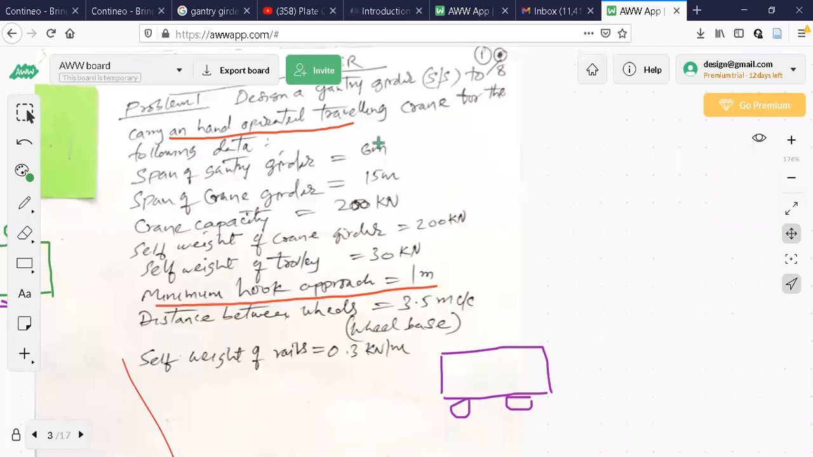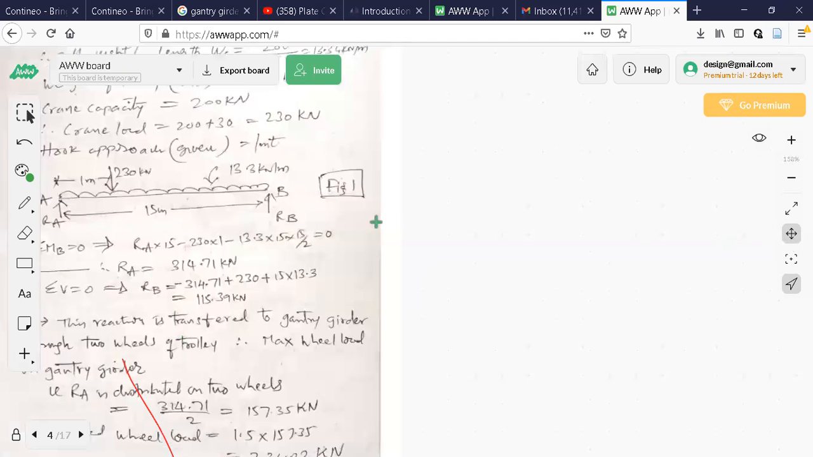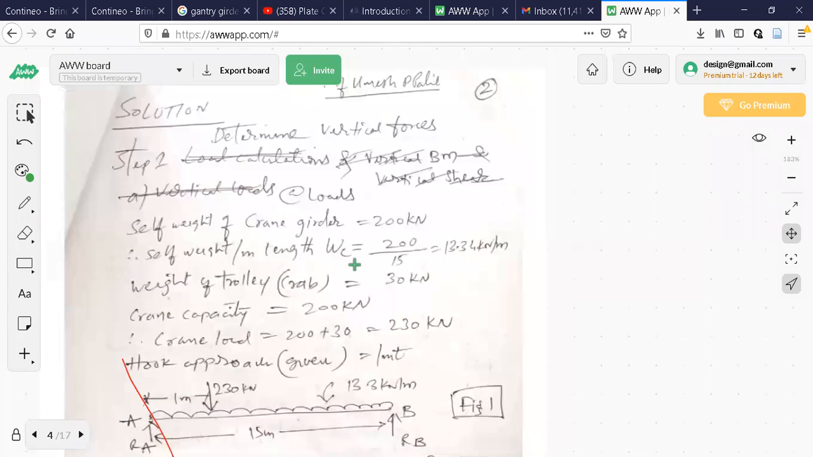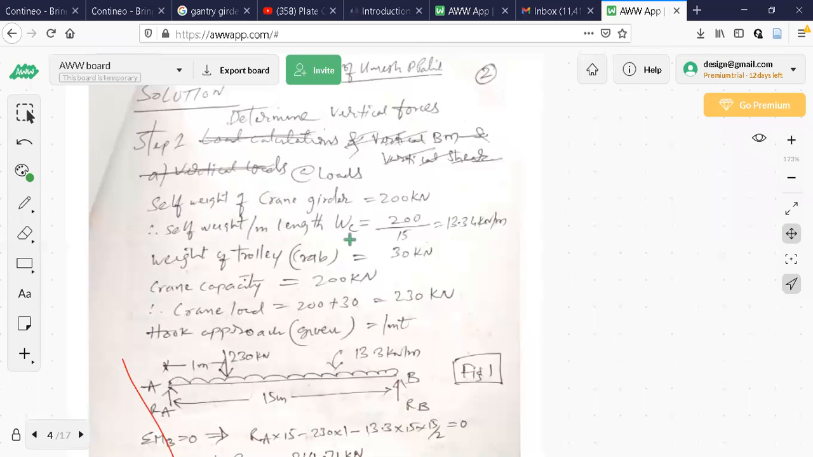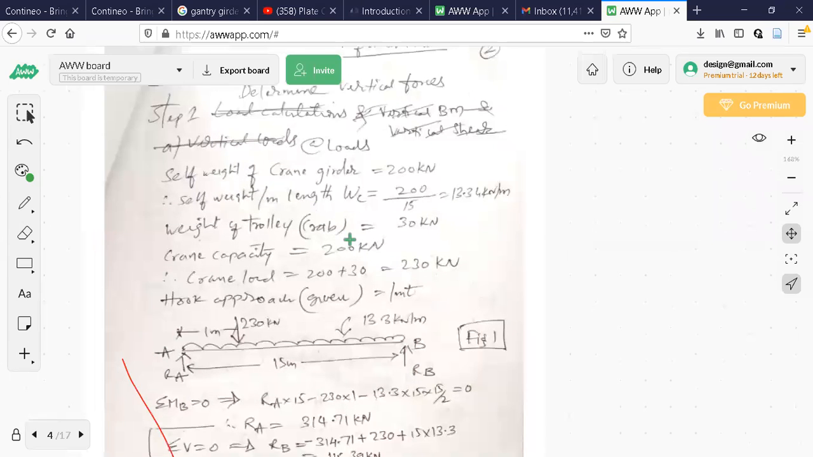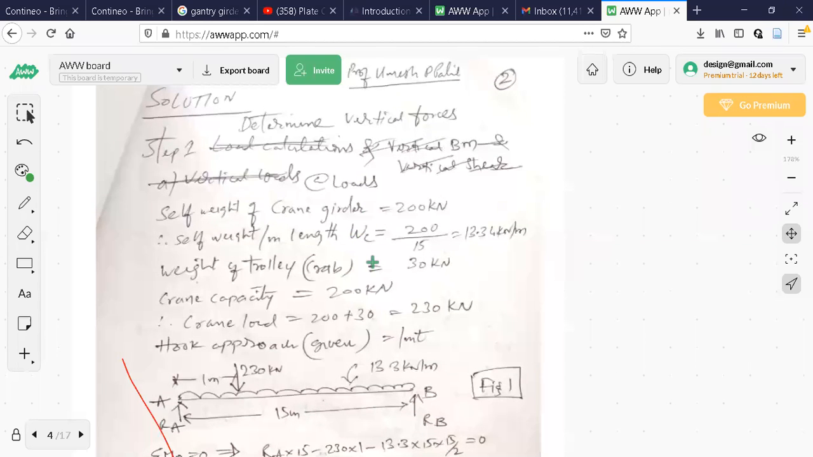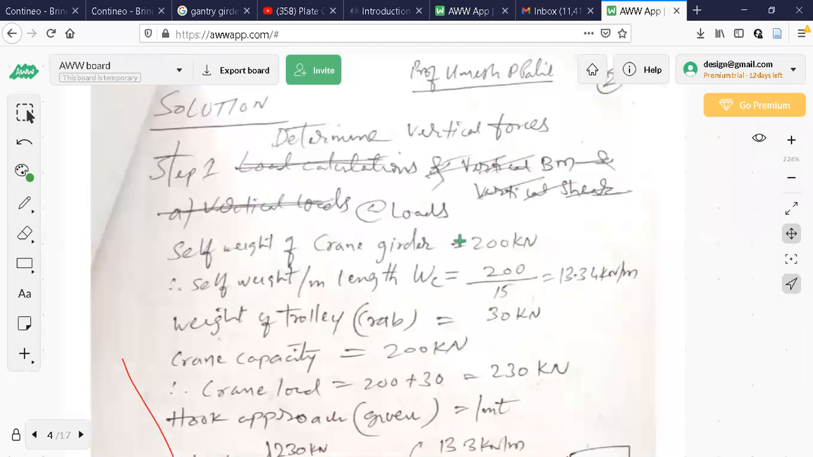So the data is not much. But the problem is a very lengthy problem. Now let us start with simple things first. Step number 1 is determine the vertical forces. Now observe what I have done here. Step number 1 only I will be able to complete today. Remaining I cannot do today. Step number 1, determine vertical forces.